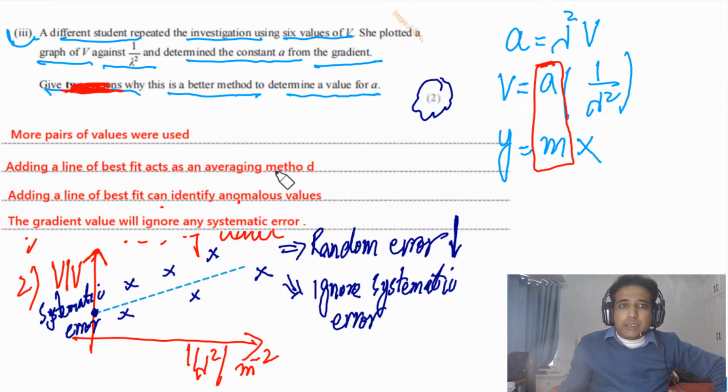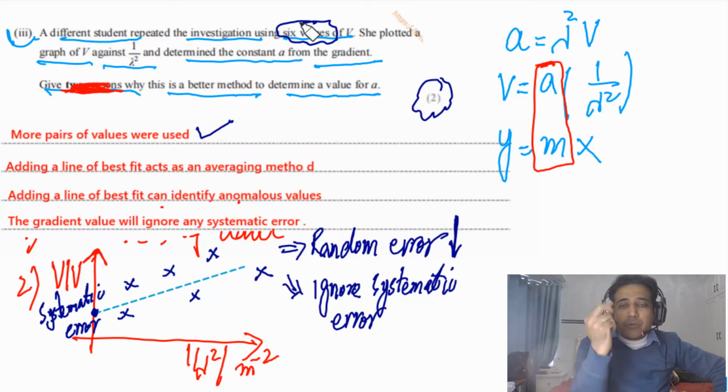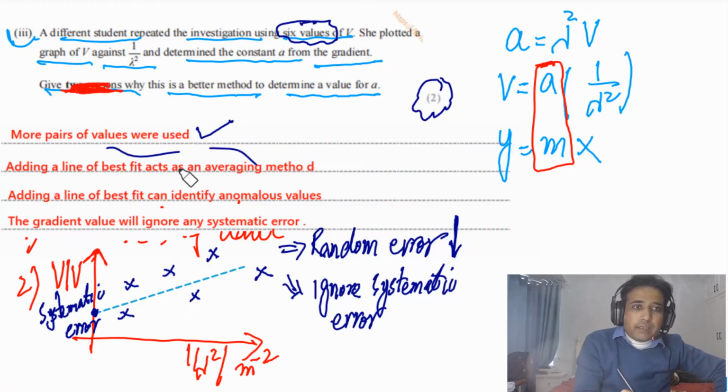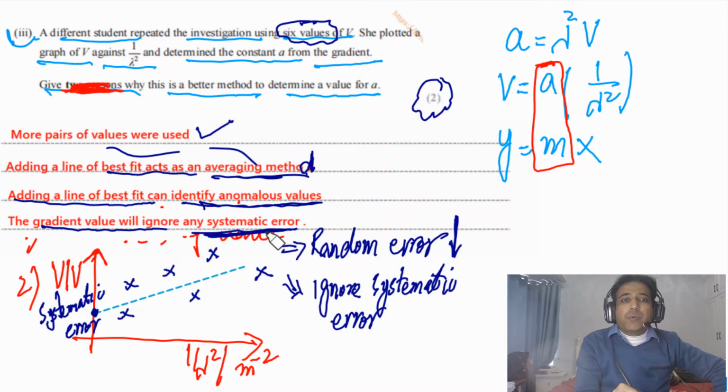So simply we can say, in this case, more pairs of values are used. Means we have 6 sets of values now. Before there were only 3 sets of values. Adding a line of best fit acts as an averaging method. You can also say adding a line of best fit can identify anomalous values as well. Anomalous, if one point is far away from the best fit line, it means that point is the anomalous point, and the gradient will ignore any systematic error. So these points we can mention in our answer.